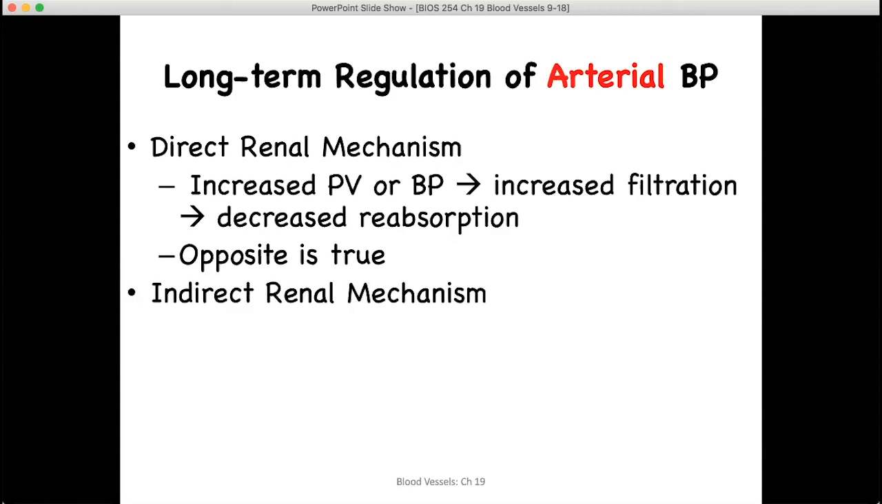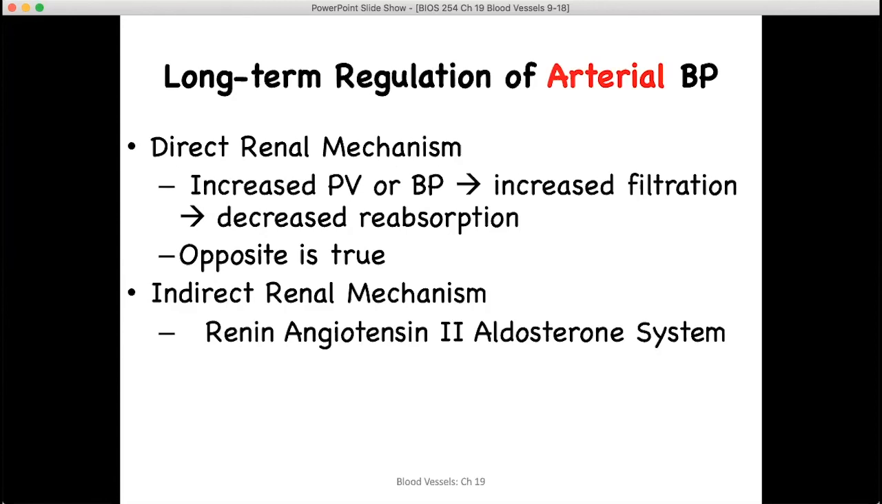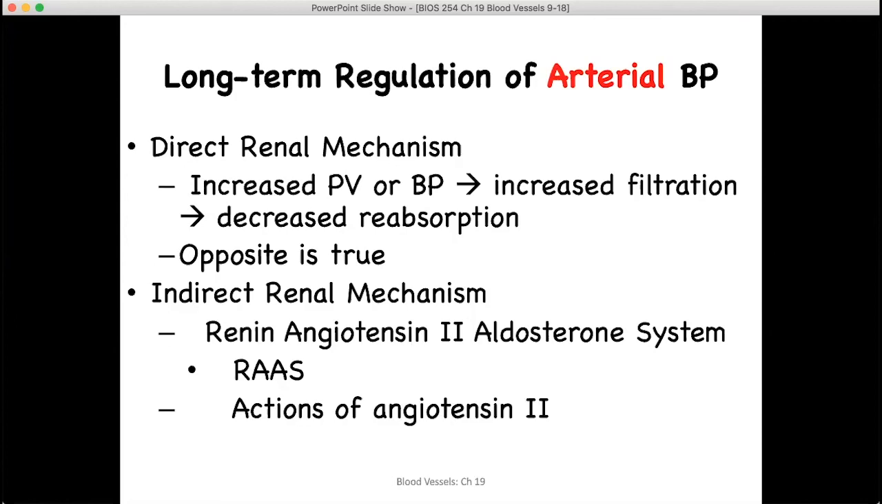In addition, there is an indirect renal mechanism which involves the renin-angiotensin II aldosterone system, or RAS. We've covered this before, and we will continue to look at this throughout the semester. But recall, when blood pressure drops, renin is released by the kidneys. We've already looked at some actions of angiotensin II. We'll continue to look at those actions in the next slide.